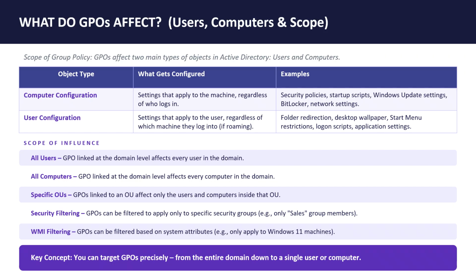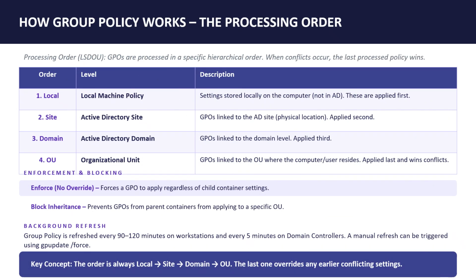The scope of influence is highly flexible. A GPO linked at the domain level affects every user and computer in the entire domain. A GPO linked to a specific OU affects only objects inside that OU. Furthermore, security filtering allows you to apply a GPO only to specific security groups, and WMI filtering allows you to apply policies only to machines meeting certain criteria, such as Windows 11 only.